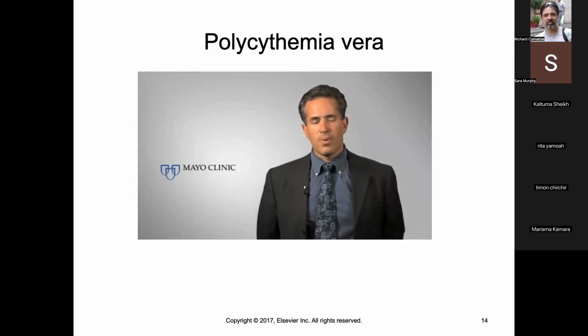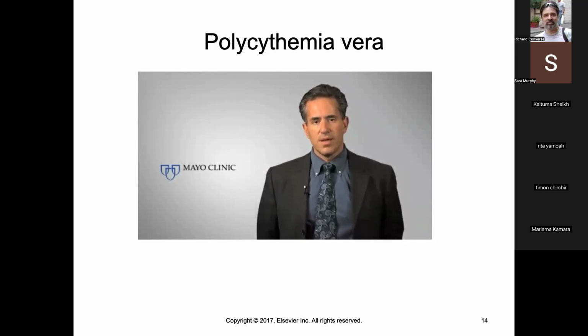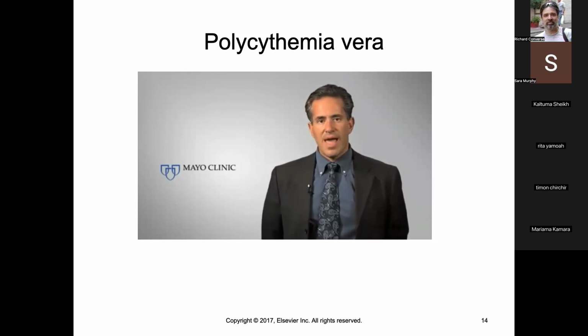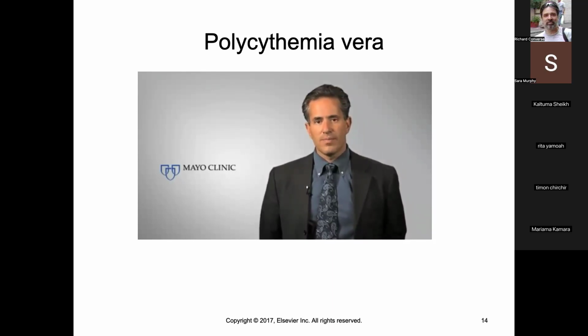We know that there are probably more reasons, even than the JAK2, as to why patients develop this condition. 95% of patients with polycythemia vera have this specific mutation, and others have different mutations that we believe affect the cells in a similar way.